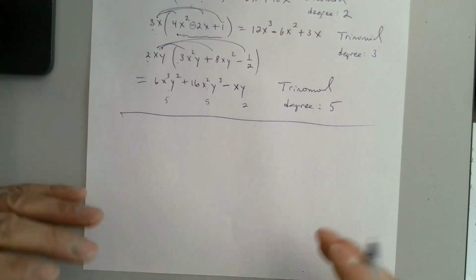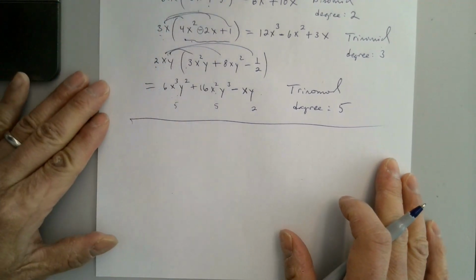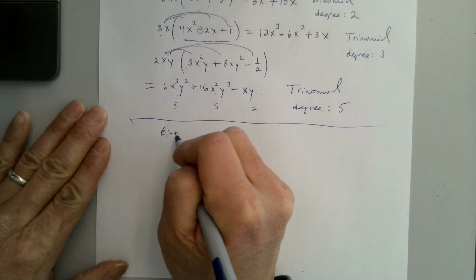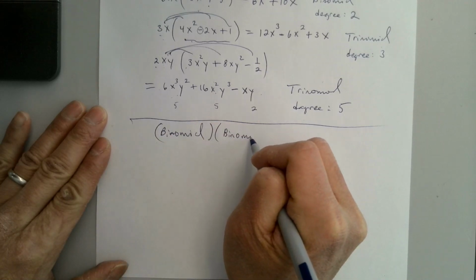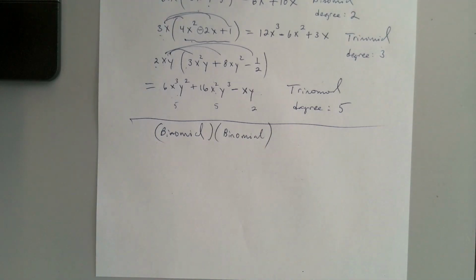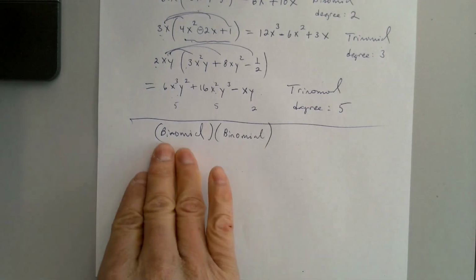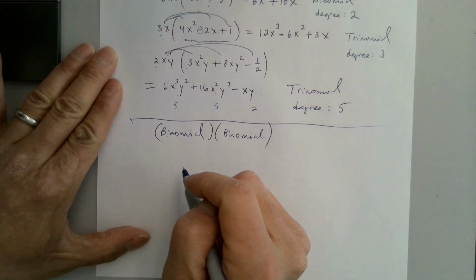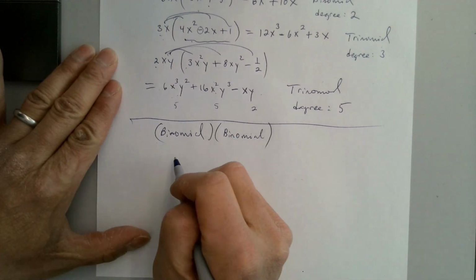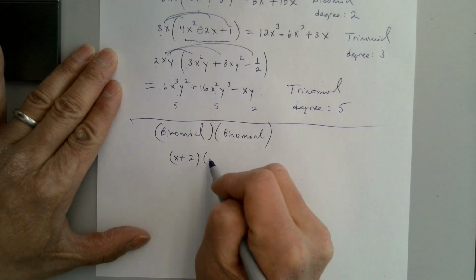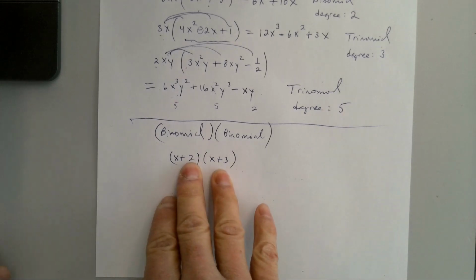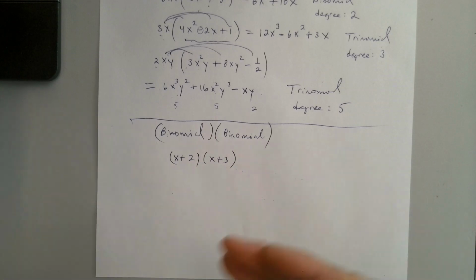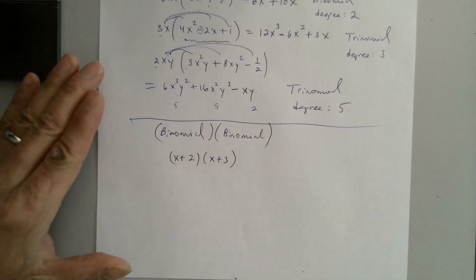Okay, now we're going to multiply a binomial with another binomial. So 2 terms with 2 terms. And I'll start with this simple example, x plus 2 times x plus 3. Again, this is not a polynomial. I want to multiply these two so that it turns into polynomial form.